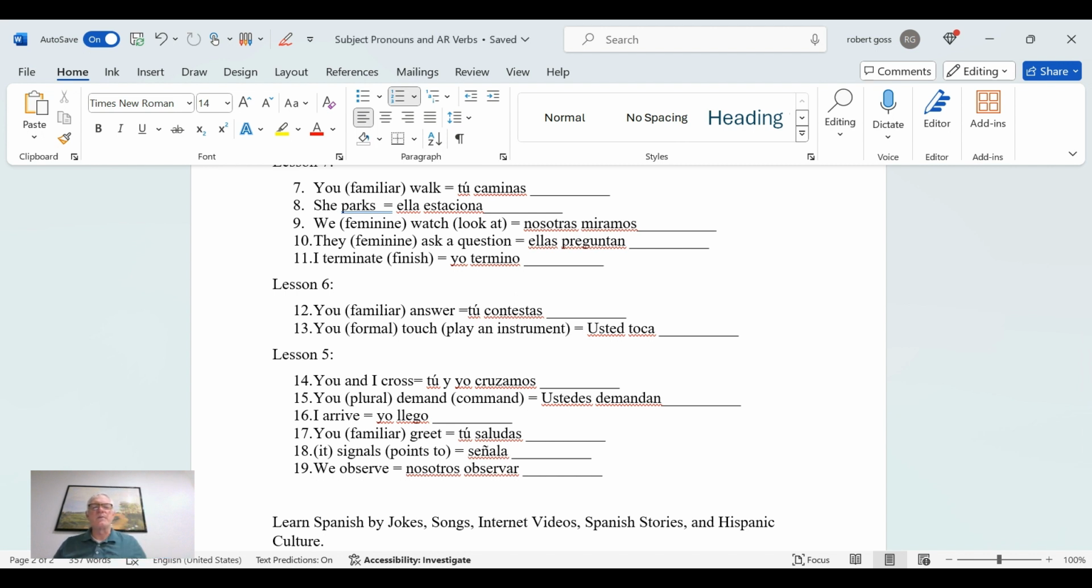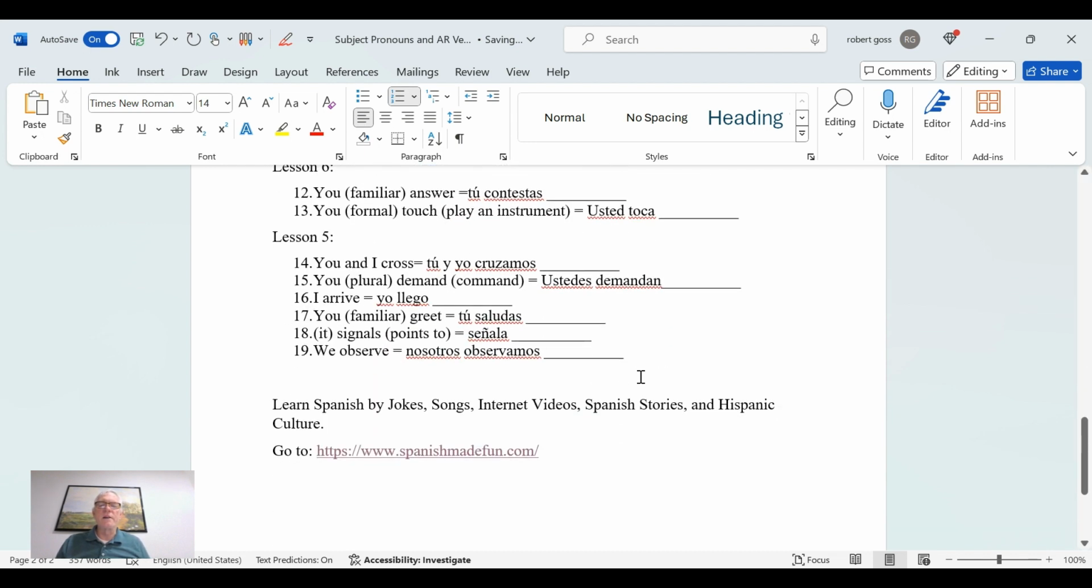19, we observe. That'd be nosotros, observar. Well, we're going to get rid of the AR, and with nosotros, we would put the ending AMOS. Nosotros observamos. Well, that's kind of the ending of the lesson.